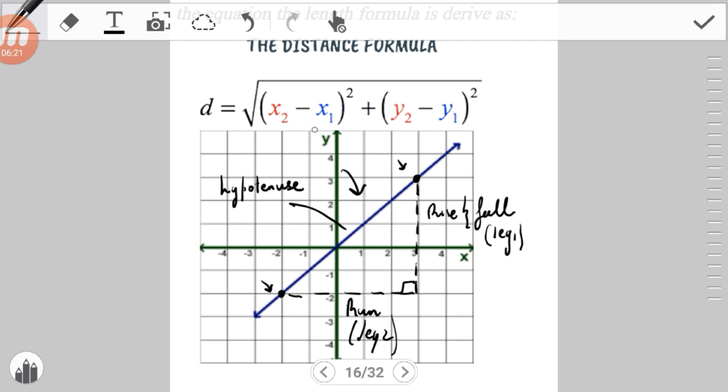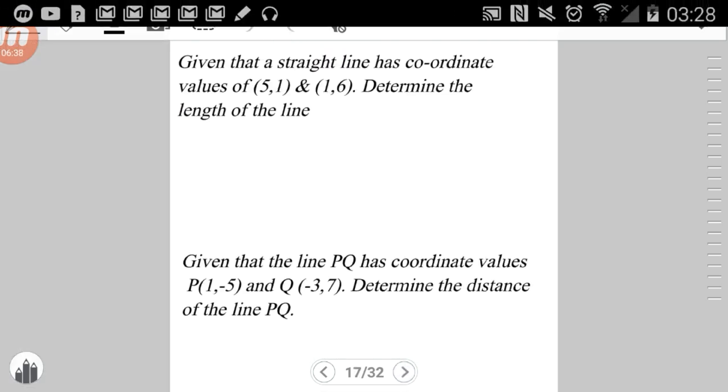What you can't do though is switch up the x ordinate values. All right, okay, good. So that's what we're saying here. So that's what we need to remember: distance is equal to the square root of x2 minus x1 squared plus y2 minus y1 squared. Let's have a look at some examples here.